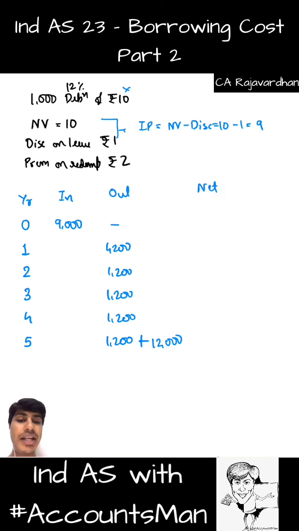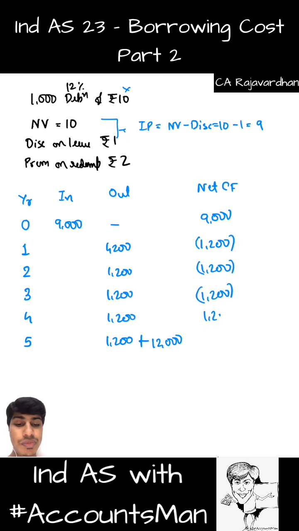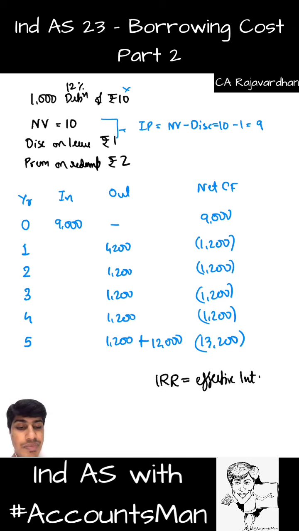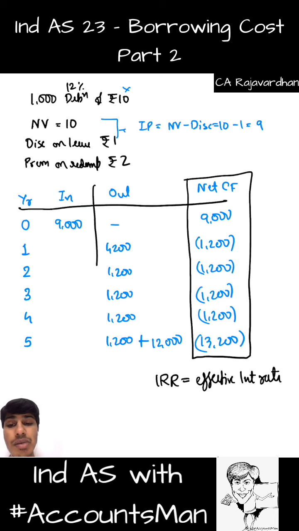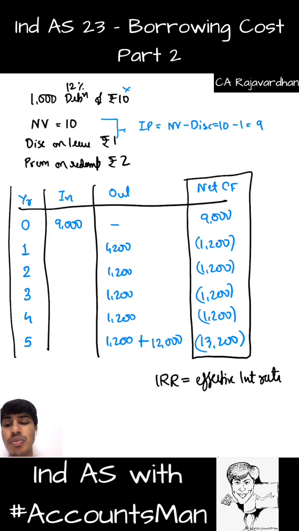So the net cash flow will be 9,000 inflow, 1,200 outflow, 1,200 outflow, 1,200 outflow, 1,200 outflow, and 13,200 outflow. You get that? So I need to apply this concept of IRR here to find the effective interest rate. For what will I apply IRR? For these net cash flows. That effective interest rate I compute will be considered in computing the borrowing cost to be capitalized.